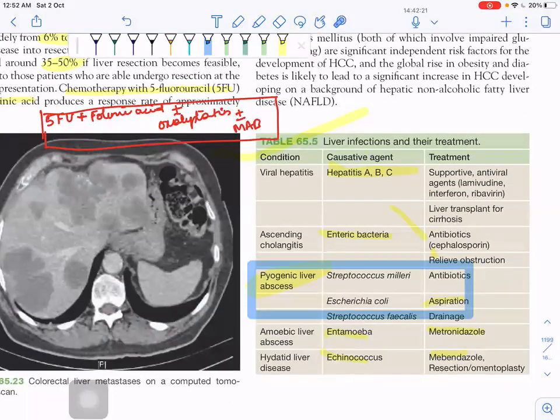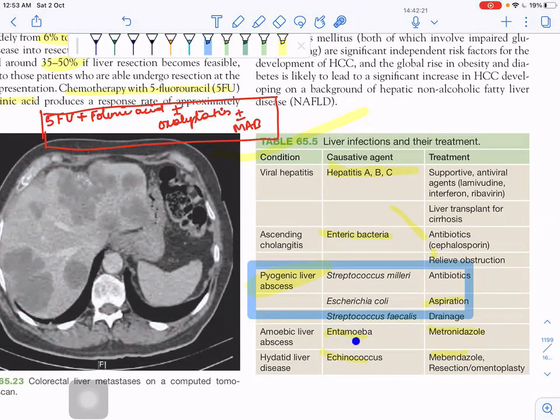These are the various tables for liver infection. Pyogenic liver infection caused by Streptococcus milleri is treated with antibiotics; for E. coli, the main treatment is aspiration; and for Streptococcus faecalis, drainage. This looks a little different. We thought it was based on size and everything, and many things are there, but based upon the causative agent, they are giving an overview of the management. Just remember.